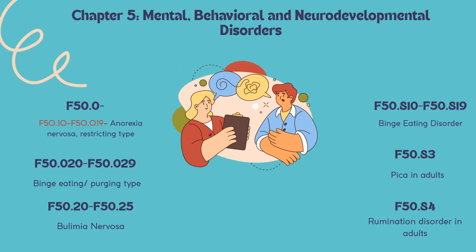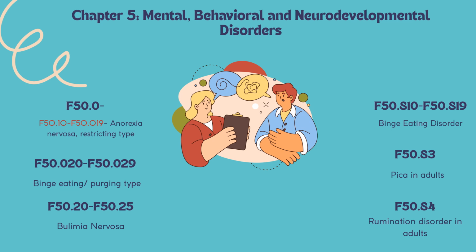Under F50 eating disorders, there are several new codes for anorexia nervosa, restricting type F50.010 through F50.019. Binge eating/purging type F50.020 through F50.029. Bulimia nervosa F50.20 through F50.25, and binge eating disorder F50.810 through F50.819. Also new are F50.83 pica in adults and F50.84 rumination disorder in adults.